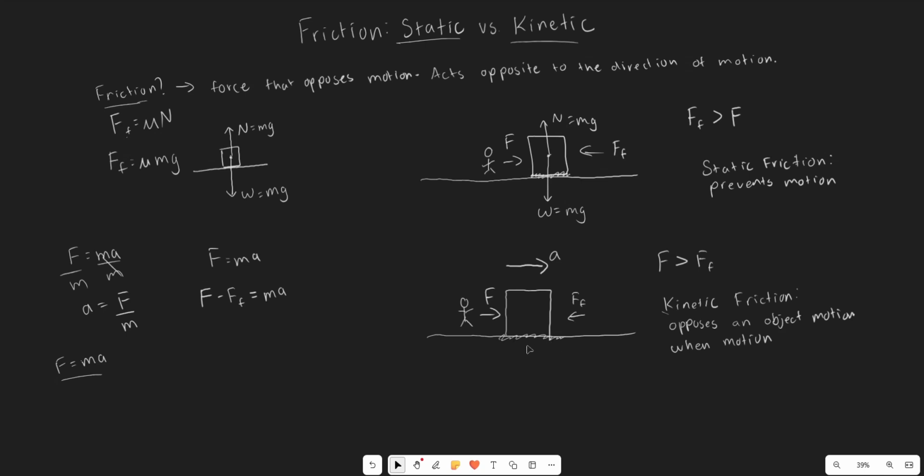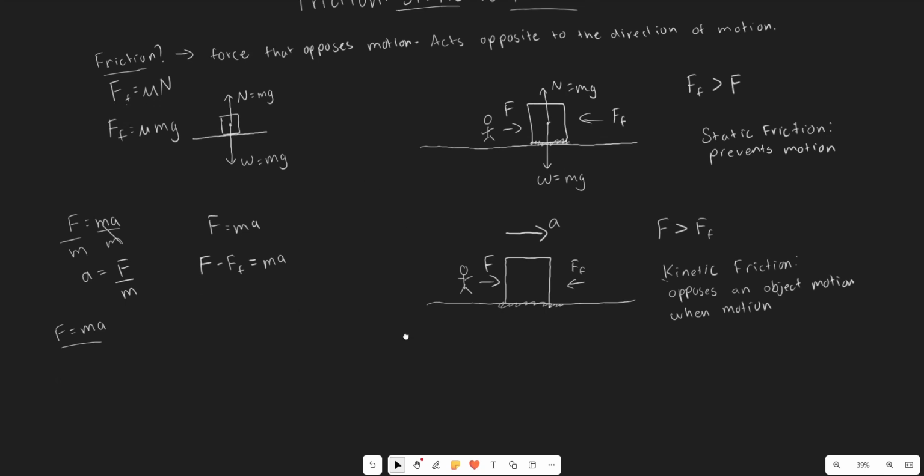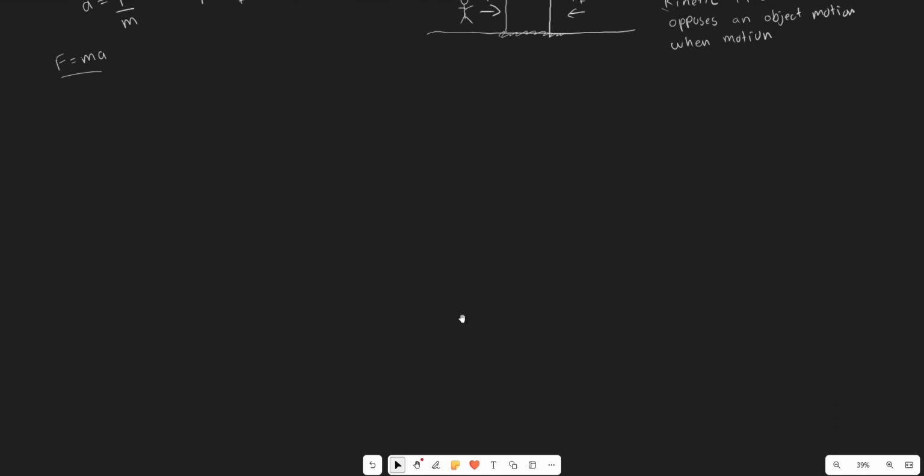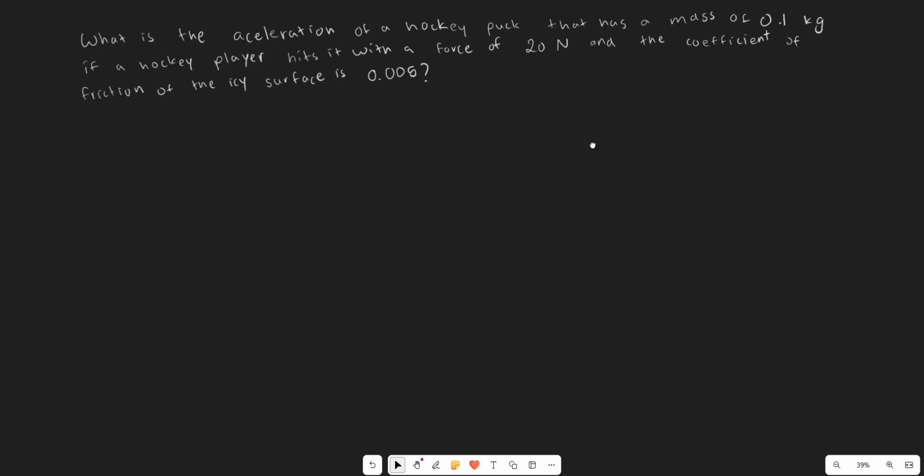So now that we've learned about the two kinds of friction and how it relates to Newton's second law and the acceleration, let's now solve a problem. Okay, so here's our problem. What is the acceleration of a hockey puck that has a mass of 0.1 kilograms if a hockey player hits it with a force of 20 newtons and the coefficient of friction of the icy surface is 0.005?